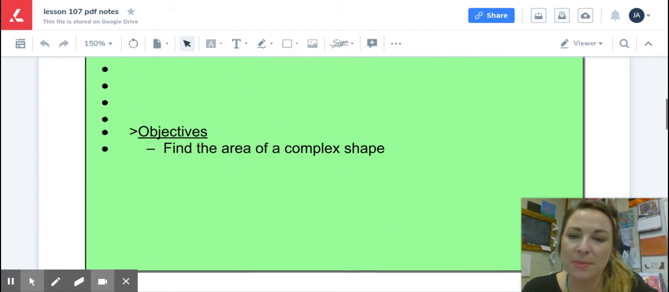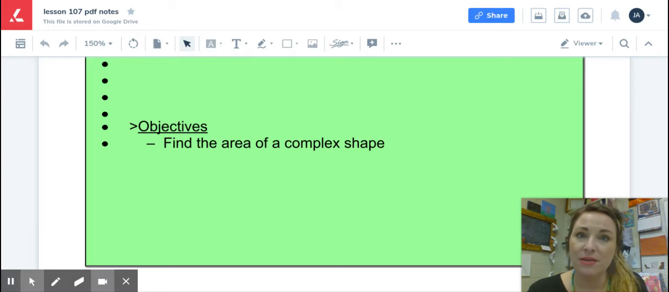Area of complex shapes. Our learning target for today is to find the area of a complex shape. Today's complex shapes, I'm trying to remember if they involve triangles at all. Let's just review really quick.